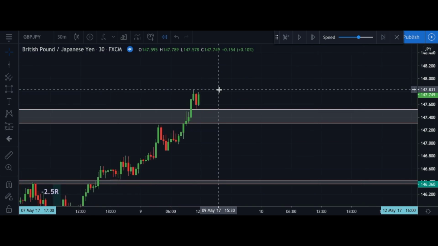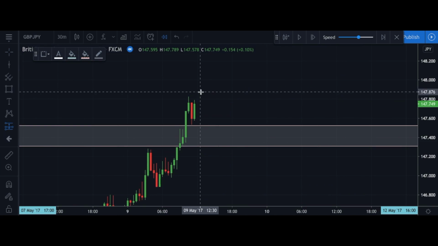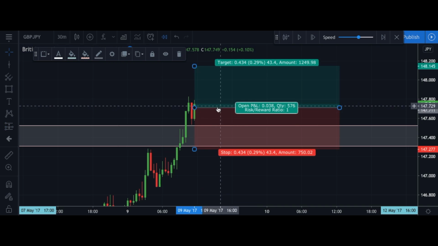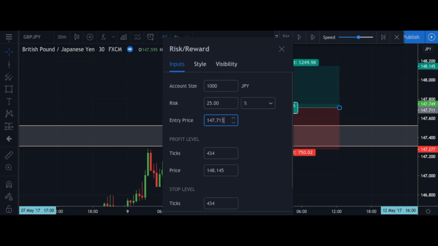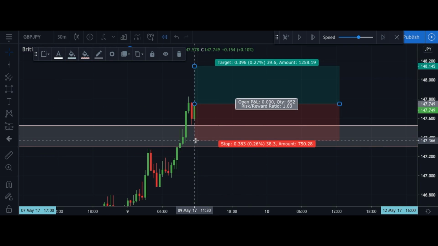Okay, so I got my bullish candle. So then I'm gonna go in. Again, the close of this candle is where I'd be entering. So this is 11:30. So this is still New York session. London session is closing at this time, but New York is still open. So 147.749 would be the open.